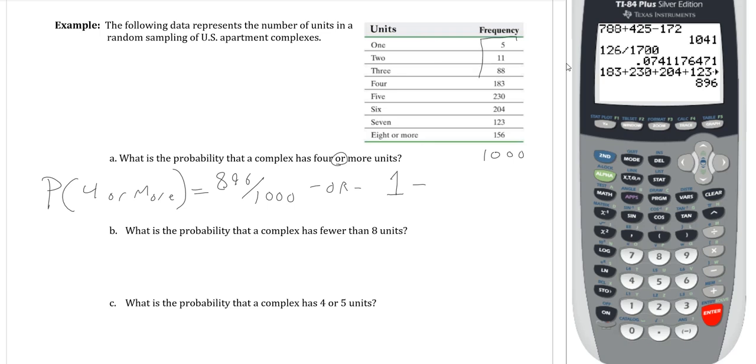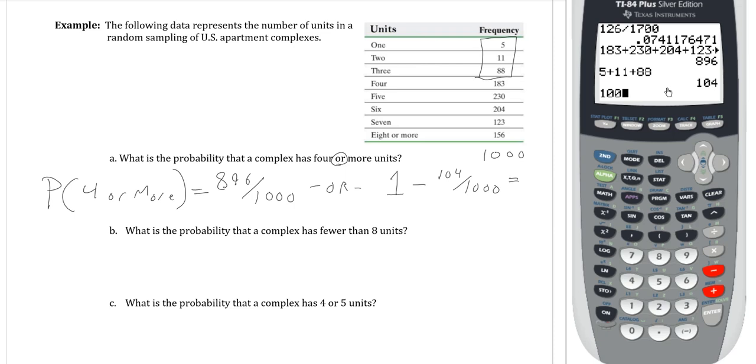That would include 5, 11, and 88. So I could do 5 plus 11 plus 88. That gives me 104. So 1 minus 104 out of 1,000. That's the same thing as 1,000 minus 104. There are some typos there. 1,000 minus 104 gives me 896 again. So 896 out of 1,000 yet again.